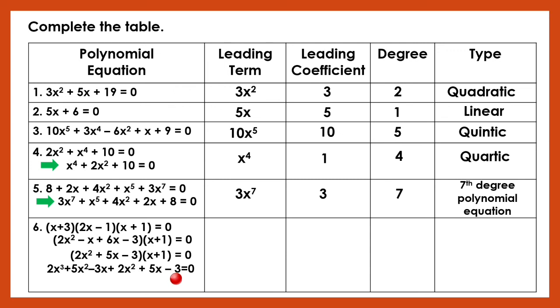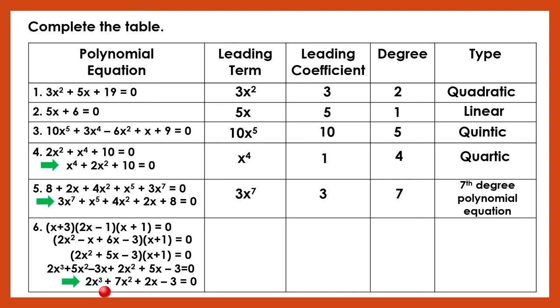Then, combine like terms. Alin ang mga like terms dyan? So, yung 5x squared at saka 2x squared and negative 3x and 5x. Copy natin yung 2x cubed and then 5x squared plus 2x squared is 7x squared. Negative 3x plus 5x is positive 2x. Then, copy, minus 3 equals 0. So, naka-standard form na yung ating polynomial equation. Mas madali na nating ma-identify yung leading term, leading coefficient, degree, and type.